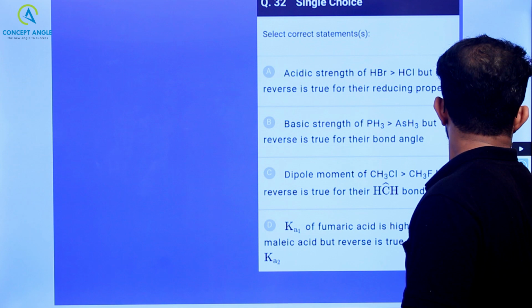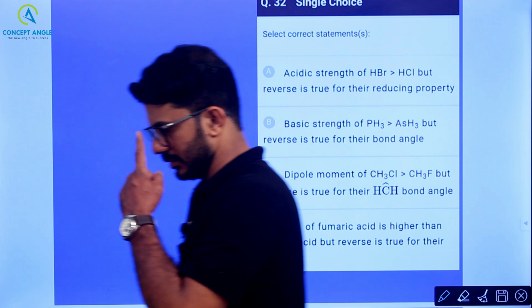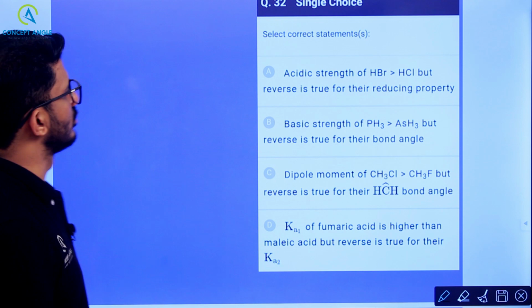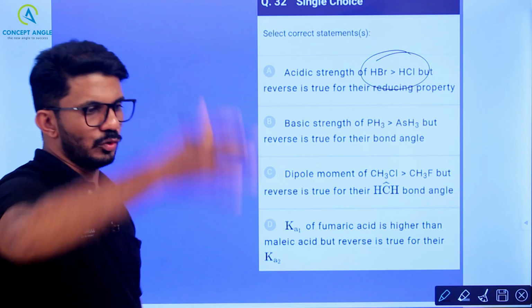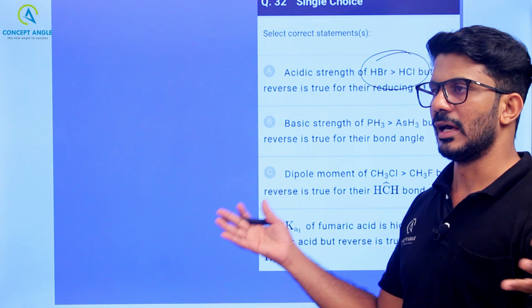Select the correct statement. Acidic strength of HCl and HBr: HBr is greater than HCl, but the reverse is true for their reducing property. No. HBr is greater because in a group, as the size of the atom increases, the bond length increases, the bond strength decreases, and as the bond between H and X weakens, the acidic strength should increase.